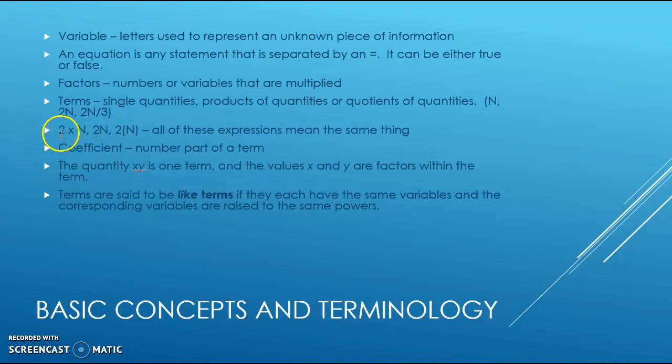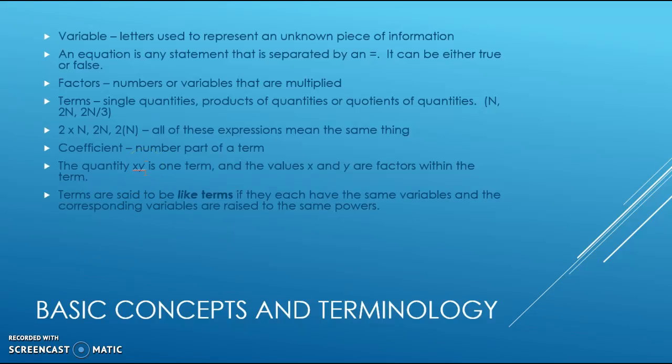The other thing I want to point out is the fact that you can show multiplication in any of these three ways. So 2 times n, or 2 right next to the letter n, or 2 and then parentheses n. All three of those things say the same thing, 2 times n. Okay? When we talk about a coefficient, that's going to be the number part of a term. So if you see 2n, the coefficient is 2. And again, any quantity where you have multiplication going on is considered a term. So it doesn't necessarily have to have a number in it. Here's an example. X times Y is one single term.